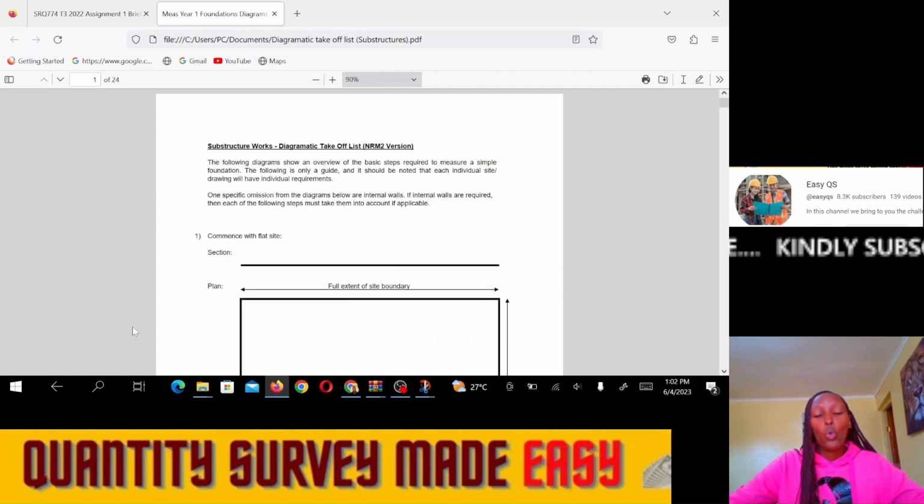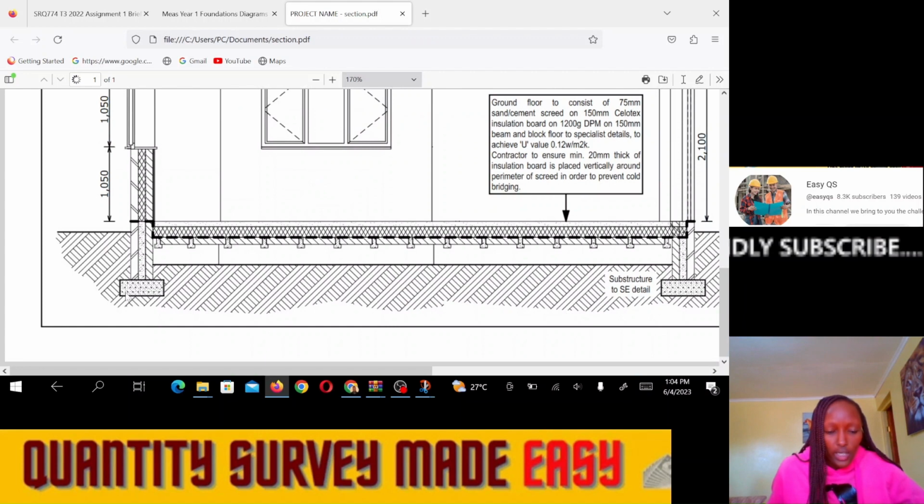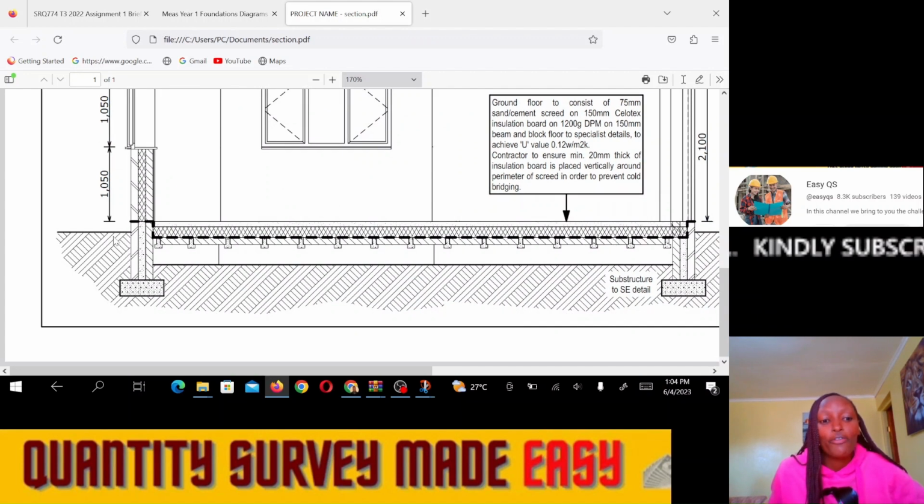First thing that we do when we get to site is site clearance. How do we measure site clearance? Once you get to site, you are shown the full extent of the site boundary. You see, all this is the site that we shall be able to construct. If we have a section like this, when we are excavating for the strip foundation, we shall excavate the foundation from here. We dig a trench. A trench comes that way.